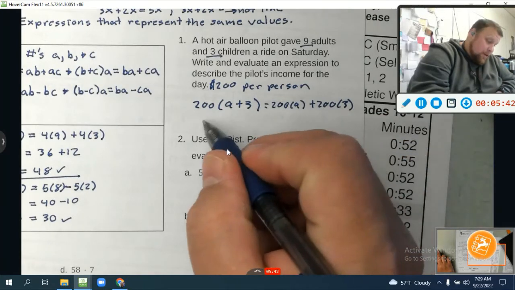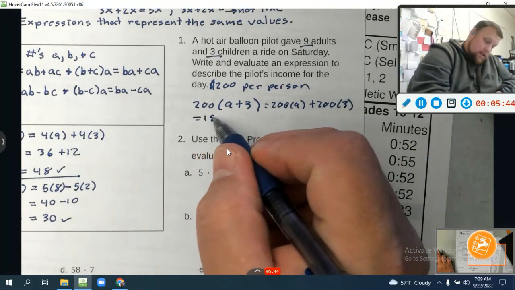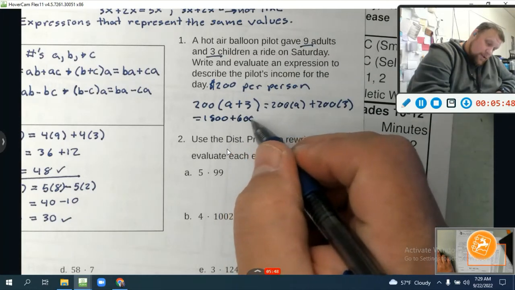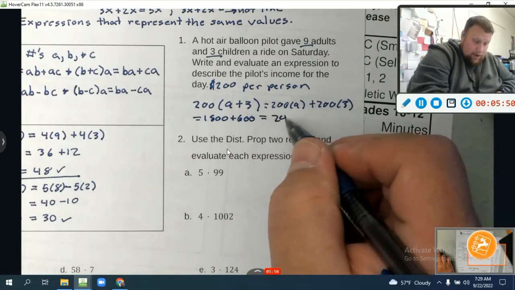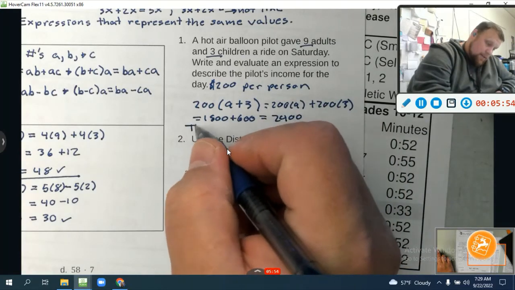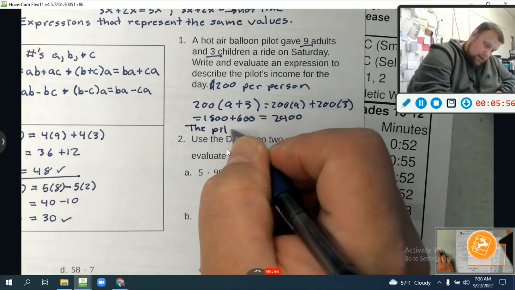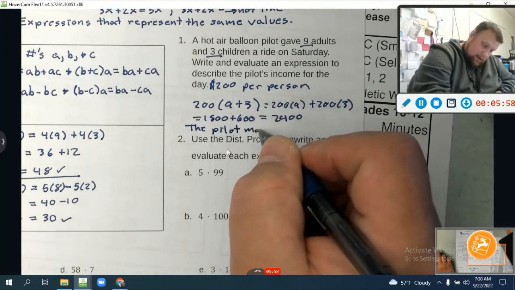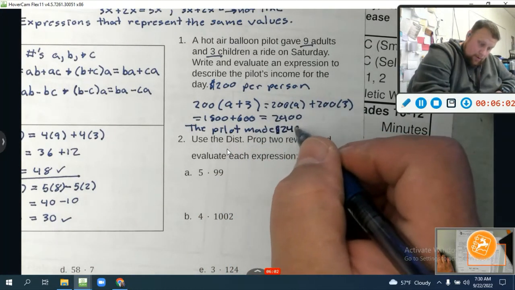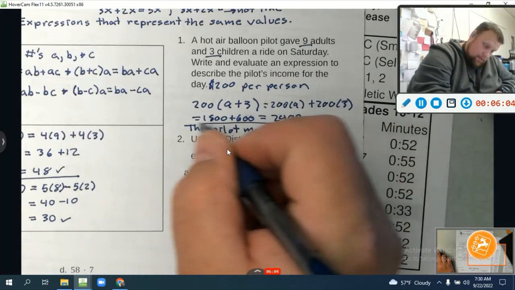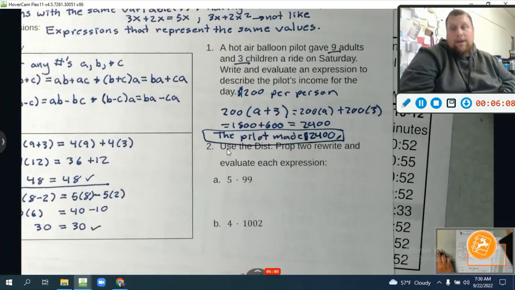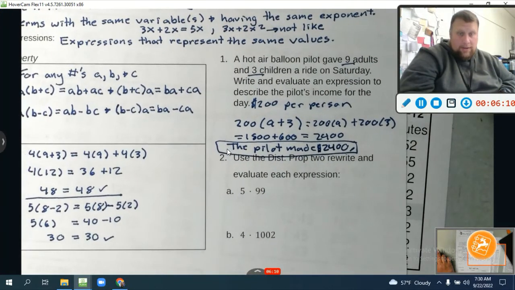And what do I end up with? This equals $1,800 plus $600, which equals $2,400. So the pilot made $2,400, period. Word answers or word questions get a word answer.